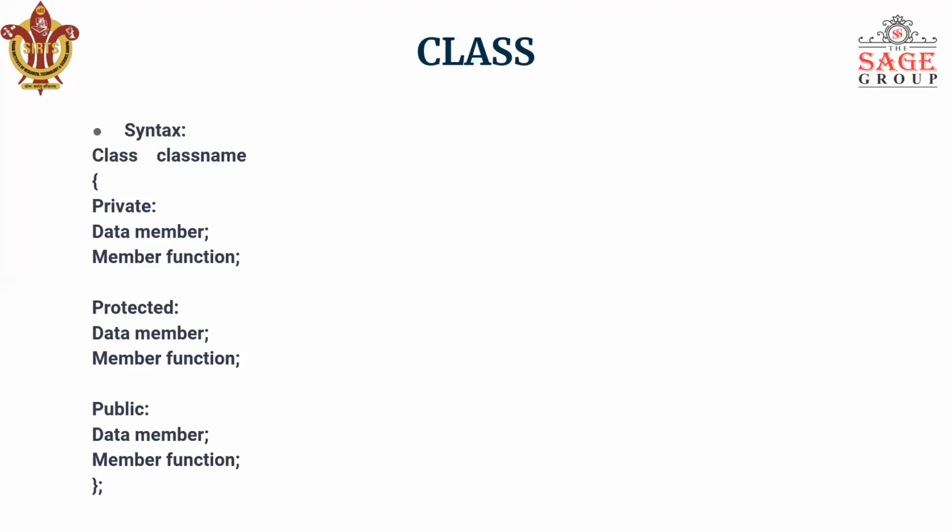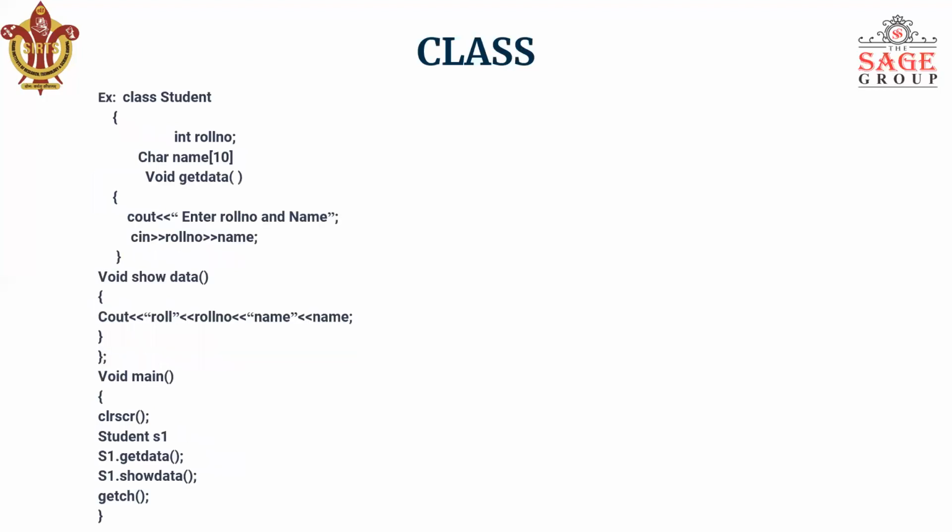Now we open the body of the class. Inside that class, we have three sections: private section, protected section, and public section. In the private section, you can declare data members and member functions. In the protected section, you can also declare data members and member functions. And in the public section, you can also declare your data members and member functions. But please remember, the private part is not accessible outside the class. The protected part is just like the private part, and the public data member is accessed outside the class.